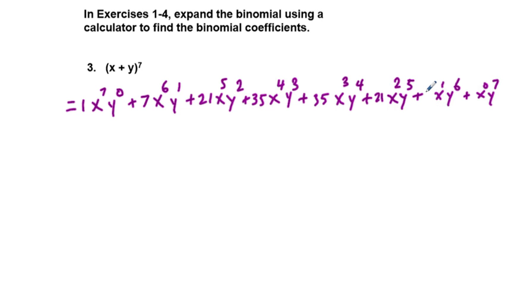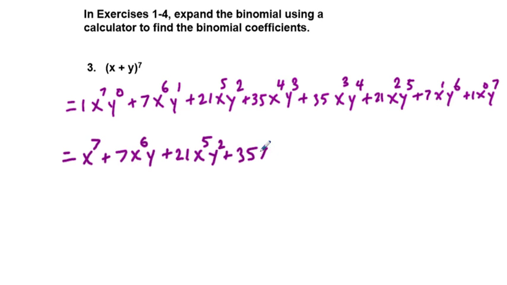and 21, and 7, and 1. Simplifying out, we have x to the 7th plus 7 x to the 6th y, y to the first power is just y, plus 21 x to the 5th y squared, plus 35 x to the fourth y cubed.